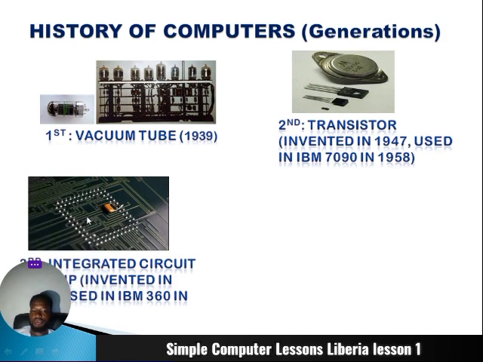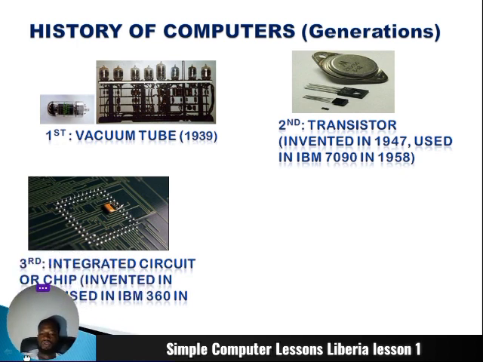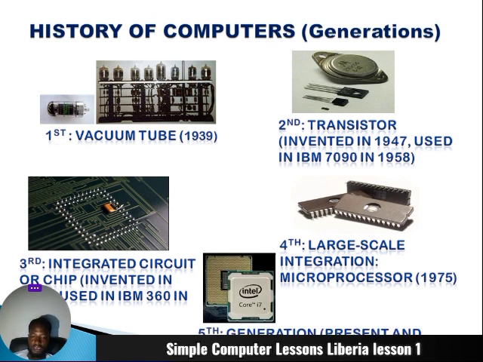The third generation used integrated circuit chips, which were invented between 1959 and 1964. Then we have the 4th generation of computers in 1975. We currently are using the 5th generation of computers, which focuses on artificial intelligence, speech recognition, and a lot of mind-blowing things that happen in this generation and the coming generations in the future.